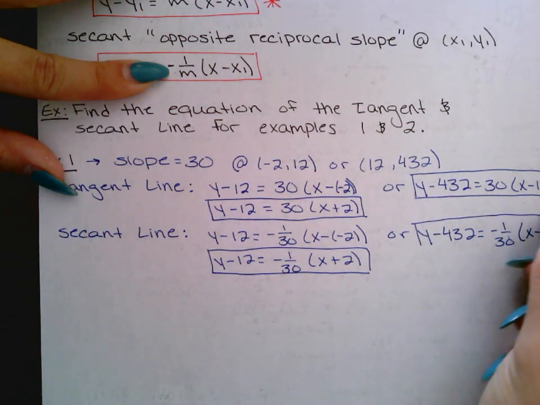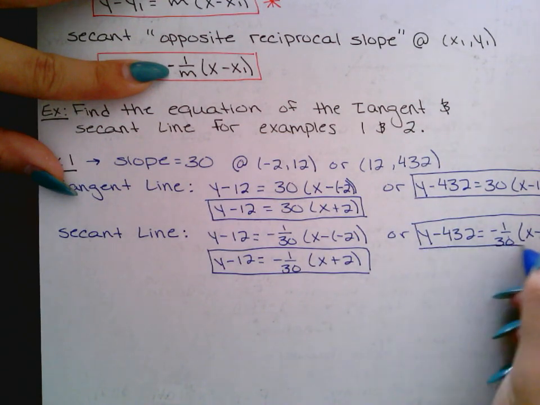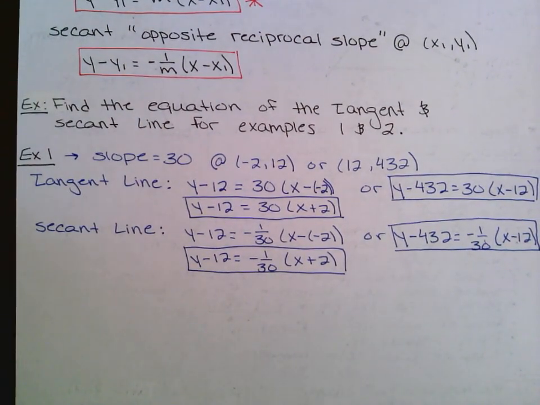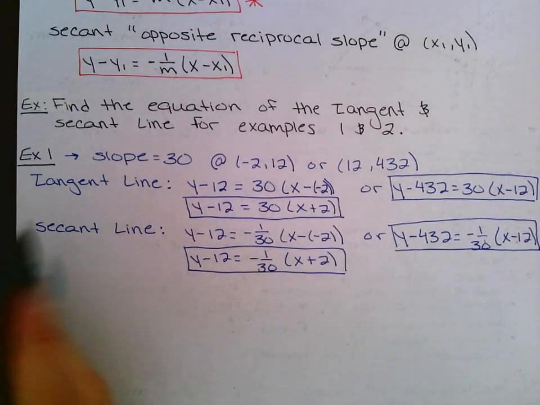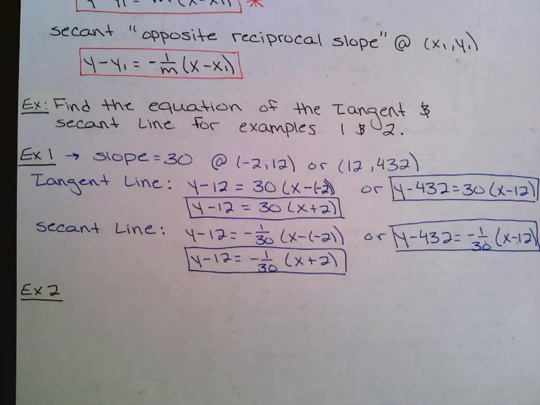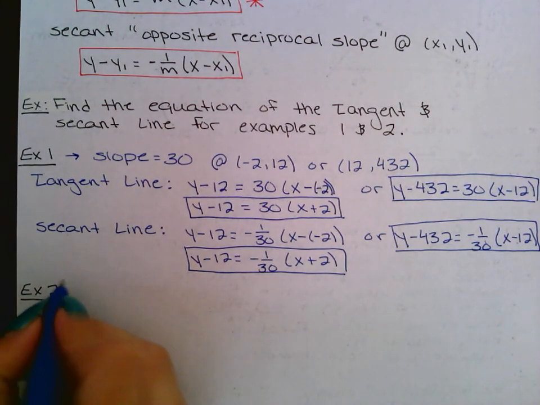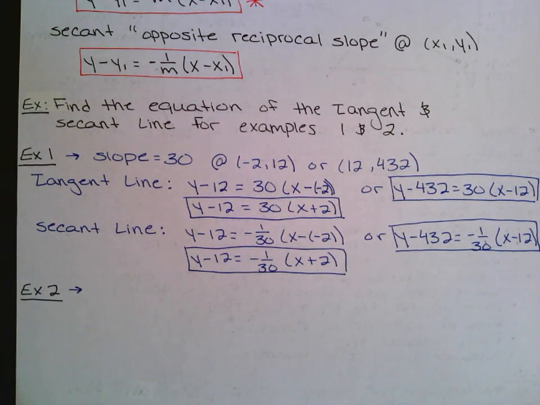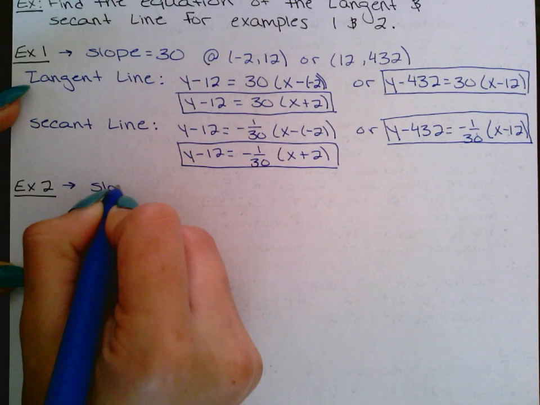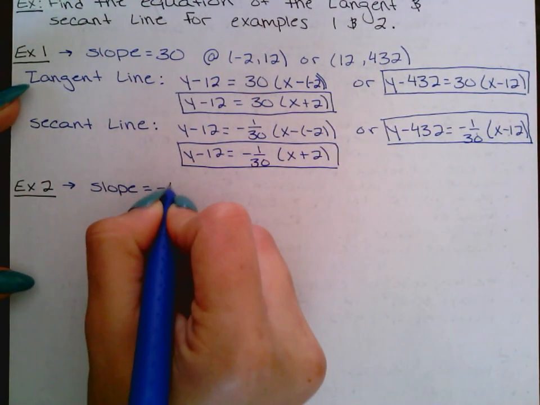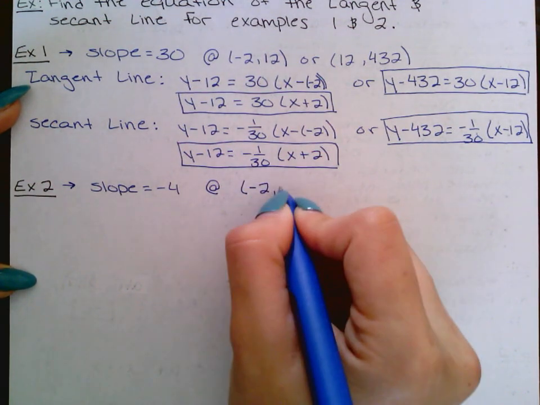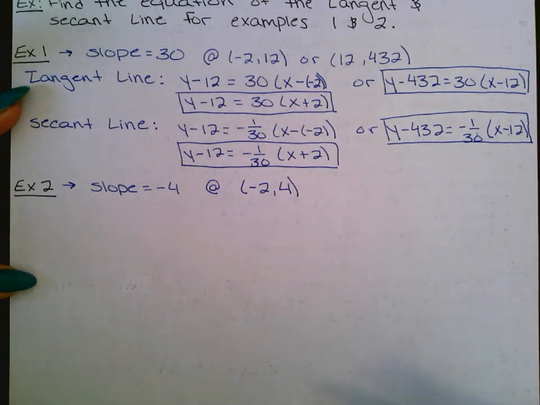Okay, so this was the more complicated of the two, just because you had two ordered pairs and you had to do the work to find those y values. Okay, for example 2, it's going to be a little easier because you have that one ordered pair given to you since the very beginning. Okay. So in example 2, our slope was -4, and then they had given us the x value of -2, and we had found that the y value was 4. Okay.